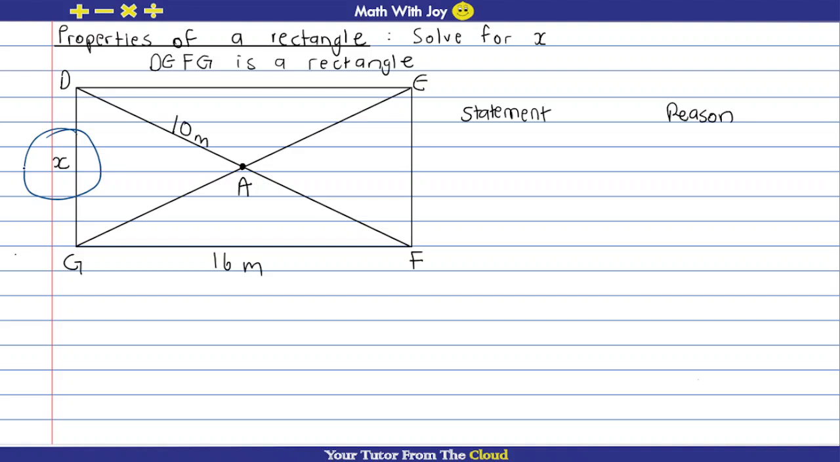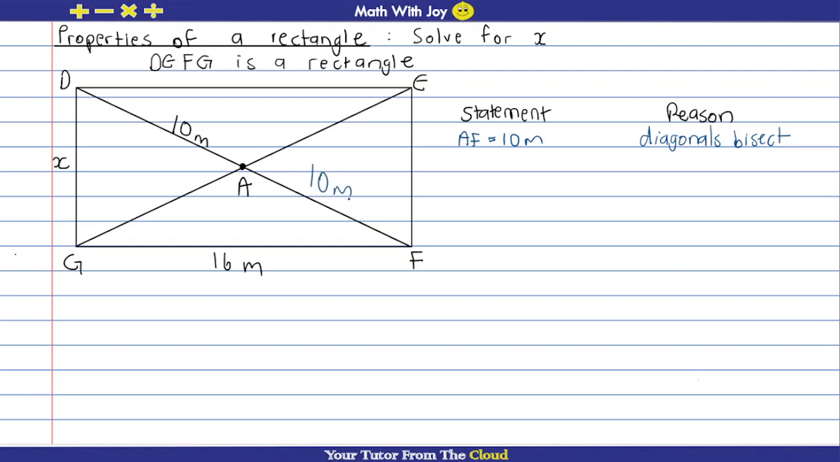Now, what we do understand over here is that for a rectangle, the diagonals are going to bisect each other, right? So that means that this 10 meters translates to over here, which that part is also 10 meters. So first I'll tell them that AF is also 10 meters. And the reason I say that is because diagonals bisect.